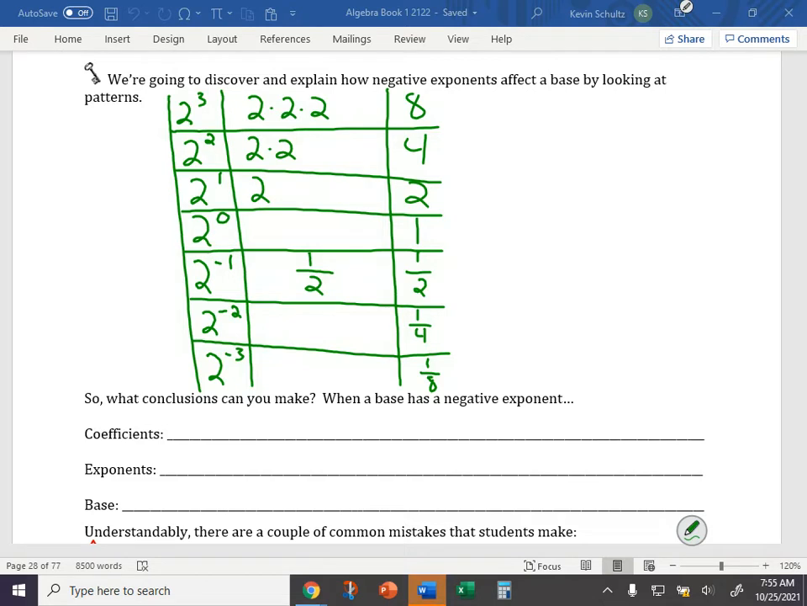2 to the negative second power, where does that 4 come from? It comes from 1 over 2 times 2, which is the same expanded form we had for 2 squared, right? 2 times 2. Only now, since it's negative, it's in the denominator of that fraction. 2 to the negative third, 1 over 8. Where does that 8 come from? Comes from 1 over 2 times 2 times 2.